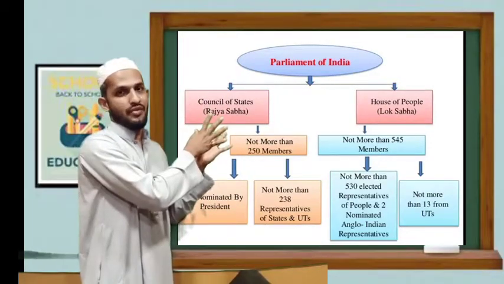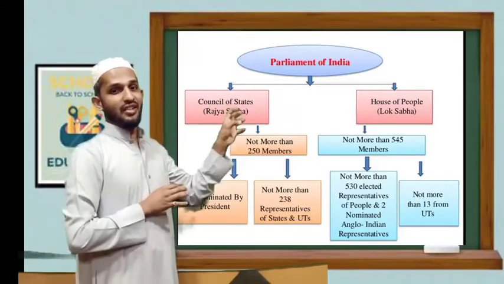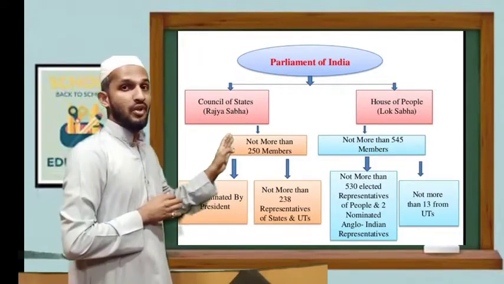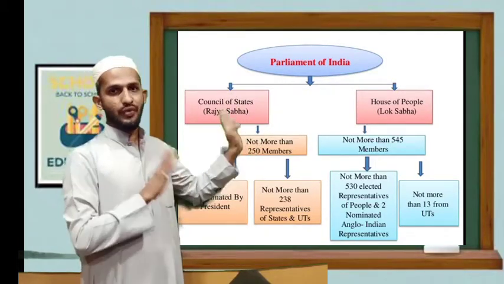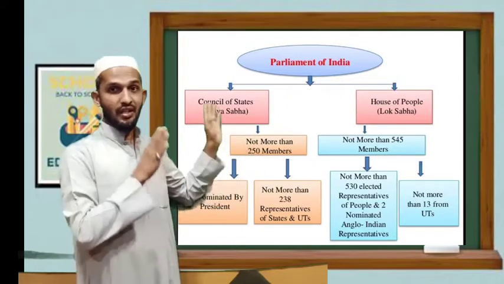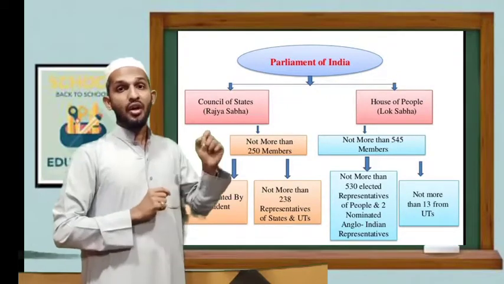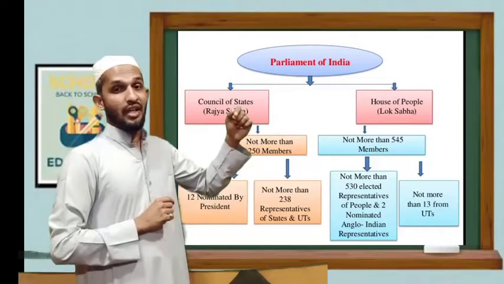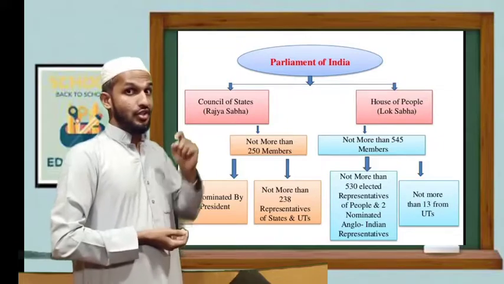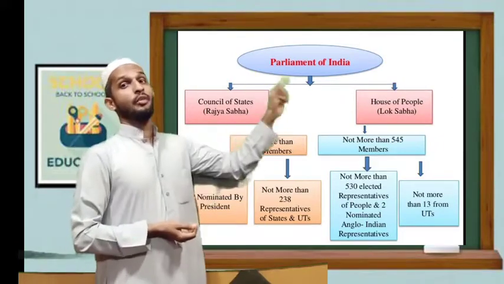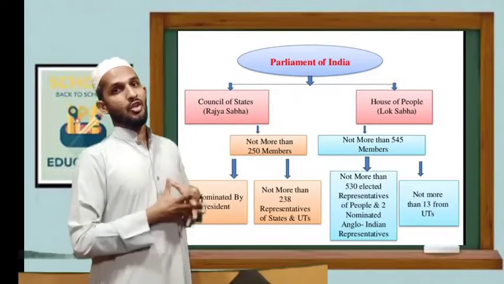We can take the Council of States. It's also called Rajya Sabha. In Rajya Sabha, there are not more than 250 members at most. And in 250, 238 members are the representatives of the states and union territories, and 12 members are nominated by the president. Rajya Sabha has 250 members in total.